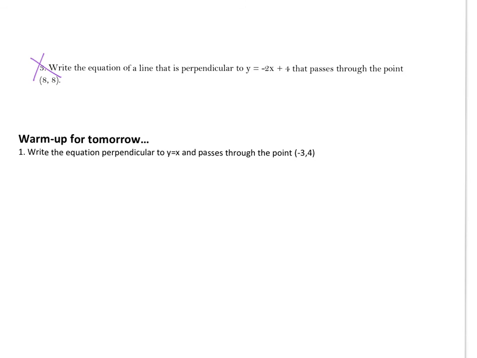To wrap up tonight's notes, this very last one, I want you to try on your own. Write the equation perpendicular to y equals x that passes through the point negative 3, 4. Go back, use your notes, whatever you may need. Try this on your own, and we're going to start with this in class tomorrow. Make sure you take your time, make sure your notes are completed, and come with questions.